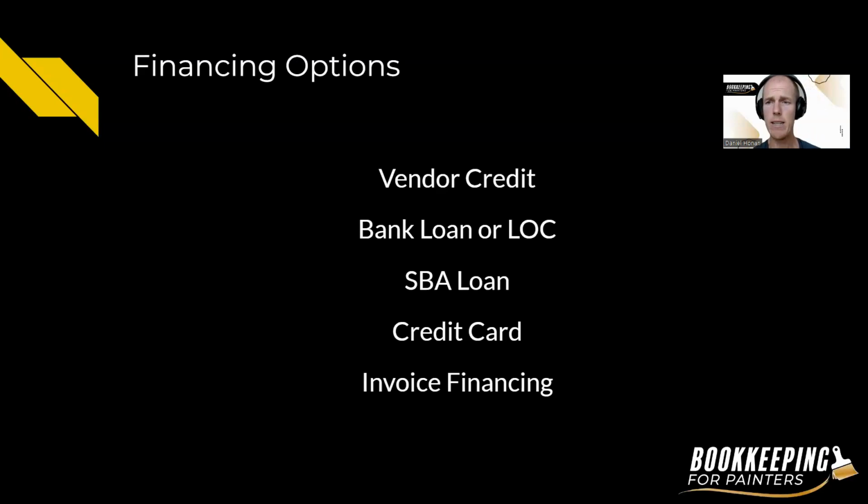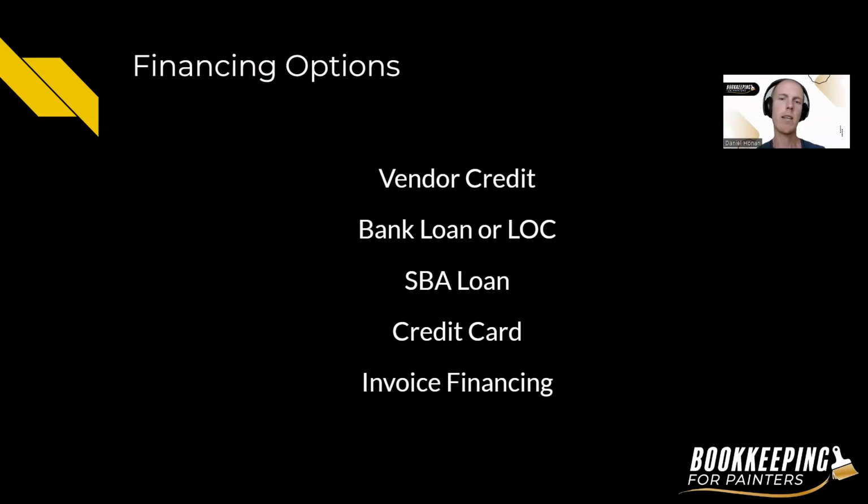Now, the last thing we'll talk about for winterizing your cash flow is financing options. So we talked about vendor credit, which is the first one here. You want to have credit set up with your vendors like Sherwin-Williams, Dunn Edwards, Home Depot, Lowe's, those types of places, so you can leverage that to keep your cash.